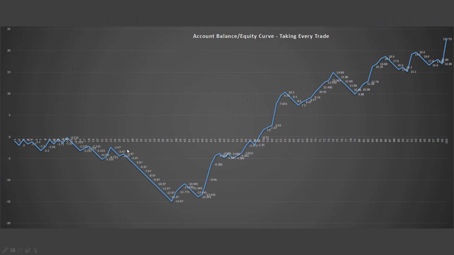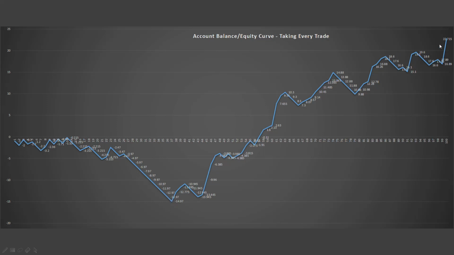Here you can see the equity curve risking 1% per trade. As you can see, at the beginning we had a sideways action. After that we had a very big losing streak, which we don't like to see. But on the 37th trade, we started to trend up pretty rapidly.